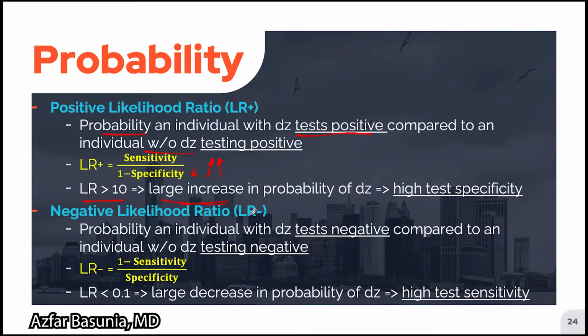A negative likelihood ratio refers to the probability that an individual with the disease tests negative compared to an individual without the disease testing negative. A negative likelihood ratio is calculated by taking 1 minus sensitivity and dividing it by the specificity. A negative likelihood ratio of less than 0.1 indicates a large decrease in the probability of the disease, that is, a very high test sensitivity. This makes sense as a high test sensitivity would be closer to 1, which would make the numerator of this fraction small, which would make the overall fraction small as well.